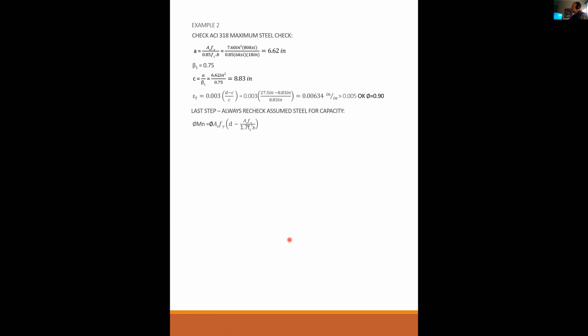And that extra steel gives me a little bit more strength, but that extra steel brings down my epsilon sub t. Remember, more steel means less strain, right? And that's why we say there's a limit. You can't put too much steel in there or else the beam doesn't work because it's less than 0.005. So having six number 10s as opposed to the minimum area of steel is what brought this down from 0.0075 to 0.0063. That's what happened.